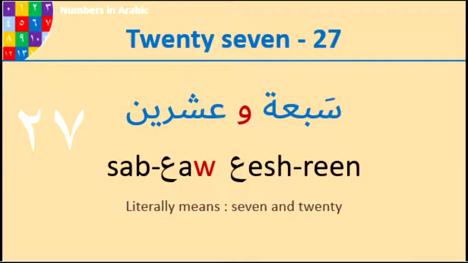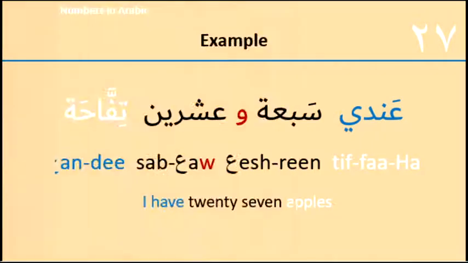27. 27 literally means 7 and 20. عندي 27 تفاحة. I have 27 apples. عندي 27 تفاحة.